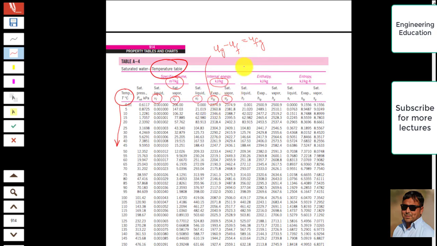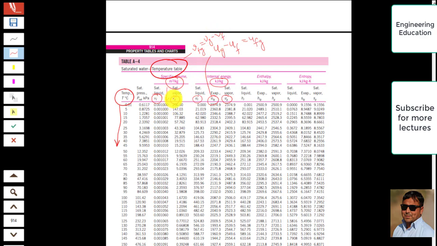Sometimes in some tables this value is mentioned, but in some tables it's not. If we take the difference of UG and UF, we will get this value. Similarly, if we look here into the specific volume, we have no values of VFG. We can also write VFG equal to VG minus VF.